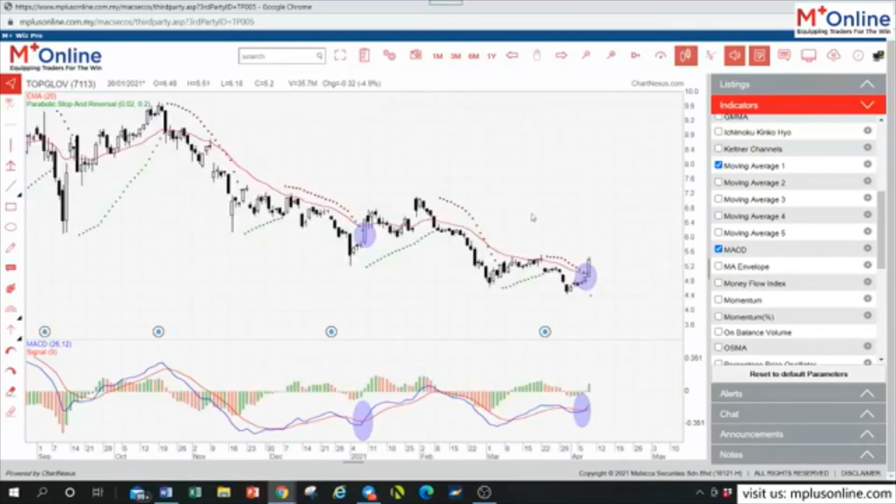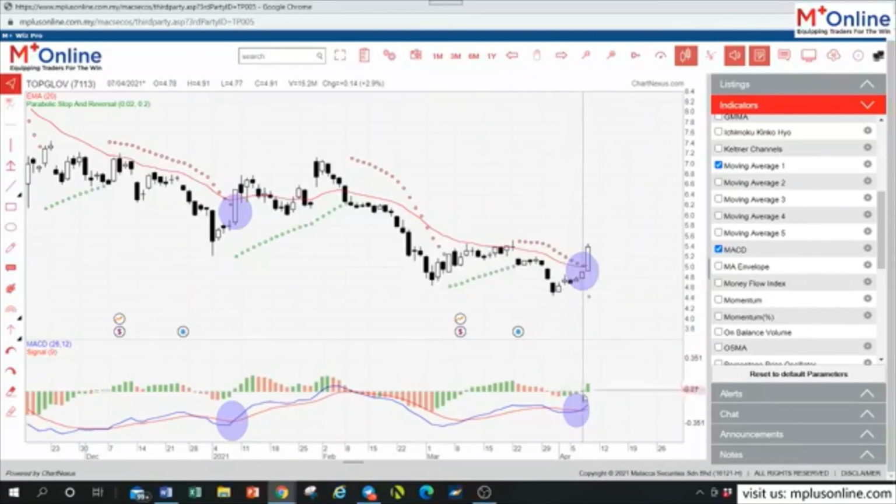So if we look at Top Glove, as mentioned just now, Top Glove has the MACD cross, it breaks above the SAR, the momentum is there. This is the first start of the up move. Then we might see continual upward movement for parabolic SAR. As long as the price doesn't have a very bearish move and break below the parabolic SAR, the price might continue to extend upwards.